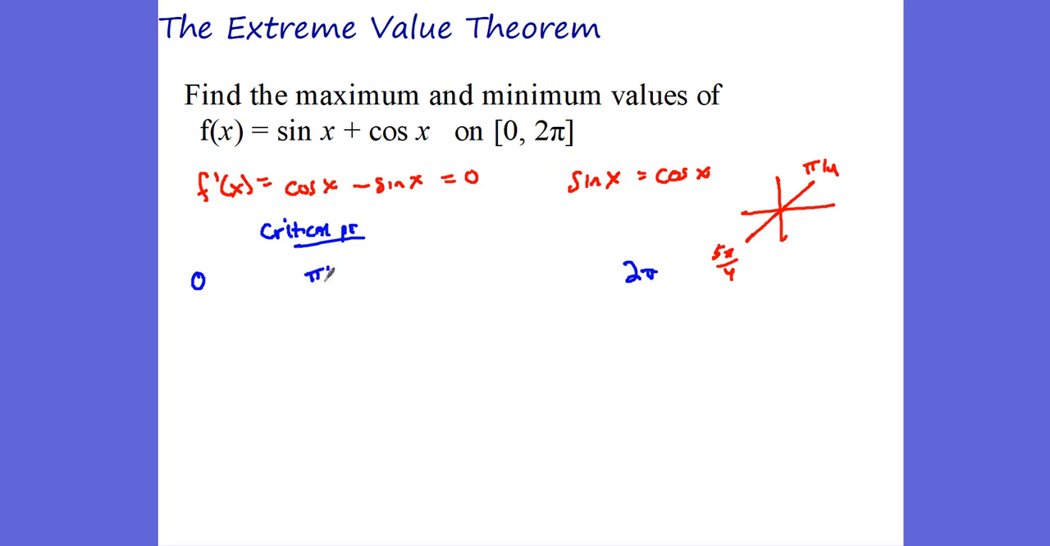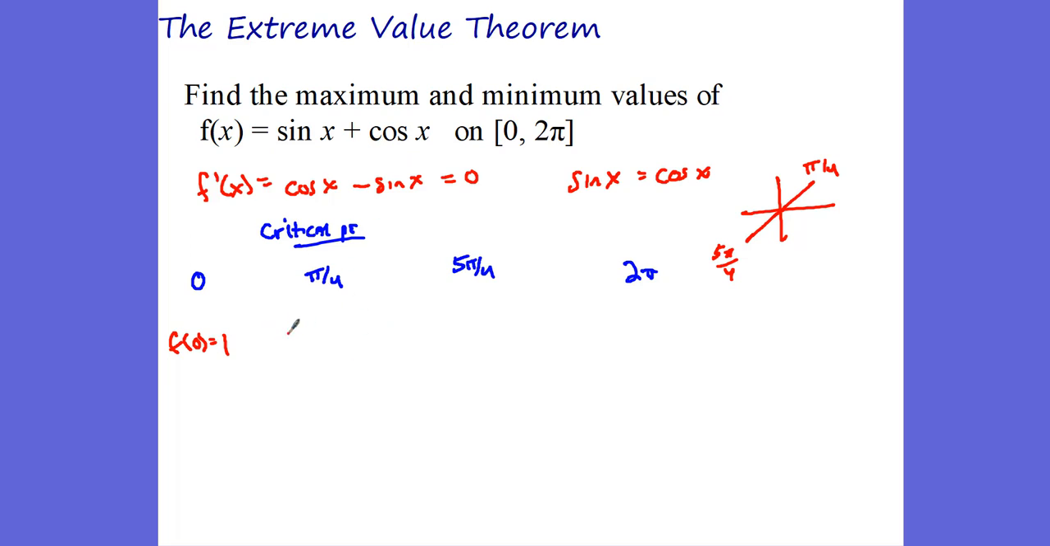And we also have pi over 4, and we have 5 pi over 4. Okay, so we have these critical values. So now when I plug this into my original function, I have sine of 0 is 0, plus cosine of 0 is 1. So f of 0 is equal to 1.